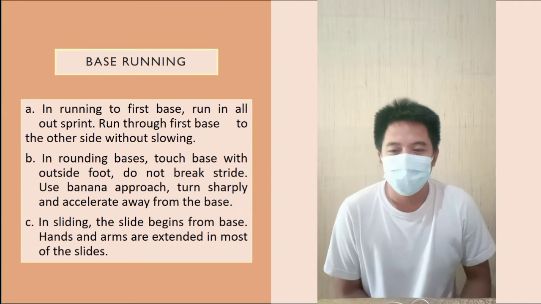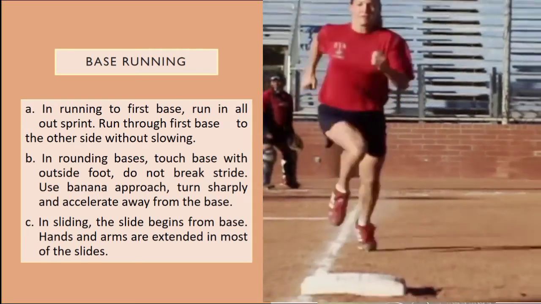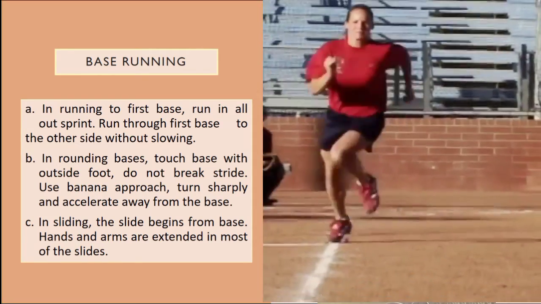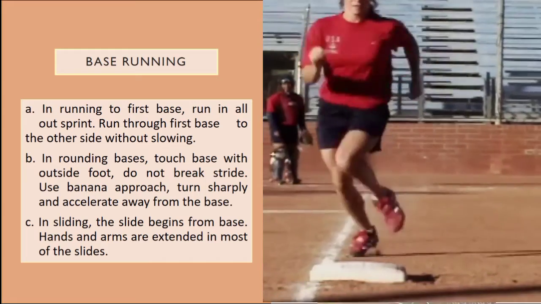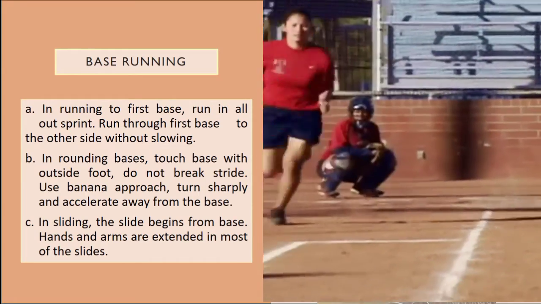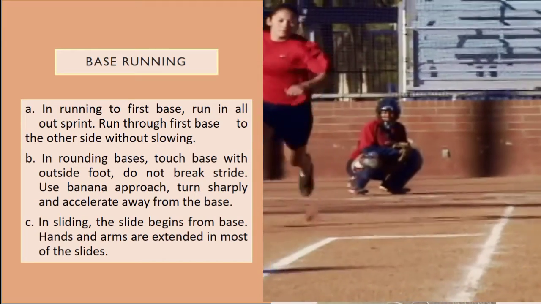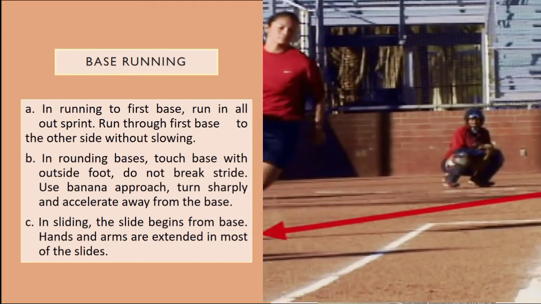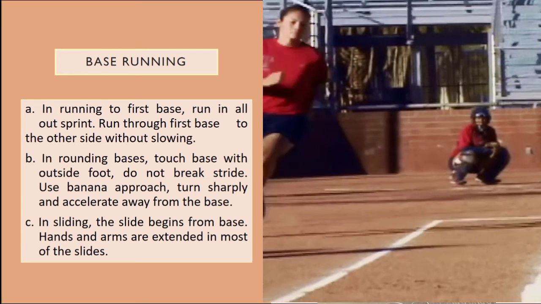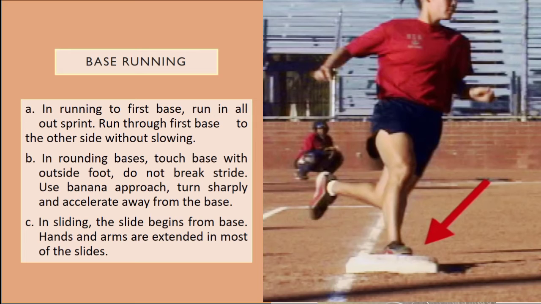Last is base running. In running to first base, run in an all-out sprint, run through first base to the other side without slowing. In rounding bases, touch the base with the outside foot, do not break stride. Use a banana approach, turn sharply and accelerate away from the base. In sliding, the slide begins before the base, and hands and arms are extended in most of the slides.